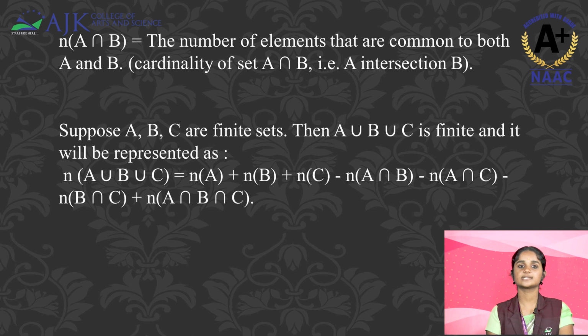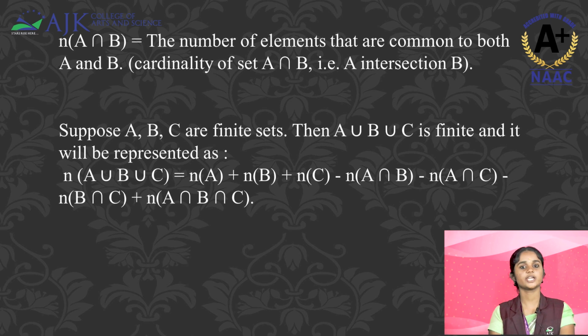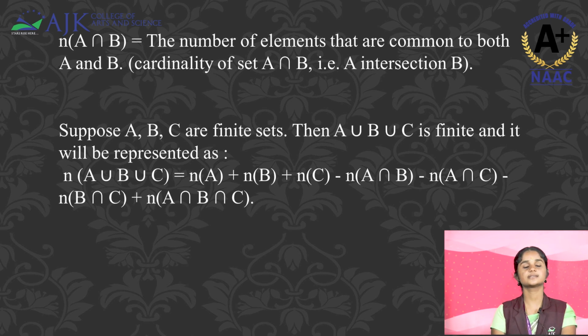Suppose we are taking three sets A, B, C, where A union B union C is finite. Then it is represented as N of A union B union C equal to N of A plus N of B plus N of C minus N of A intersection B minus N of A intersection C minus N of B intersection C plus N of A intersection B intersection C.